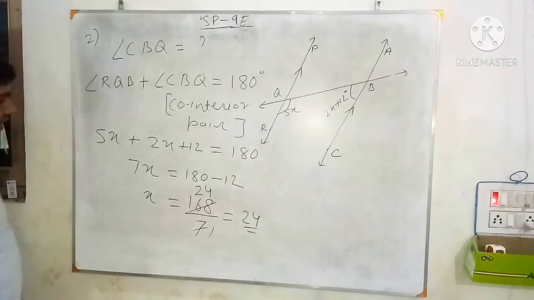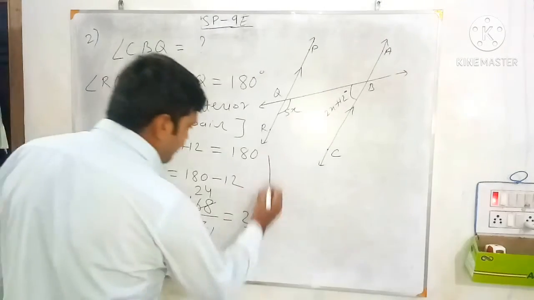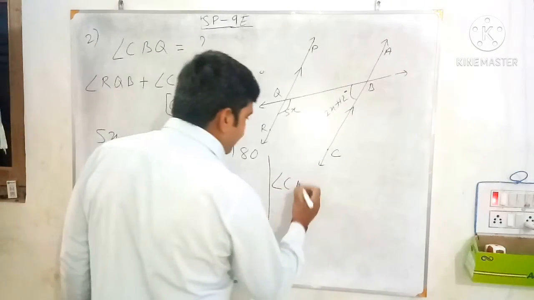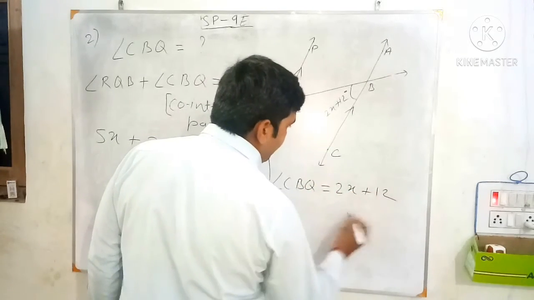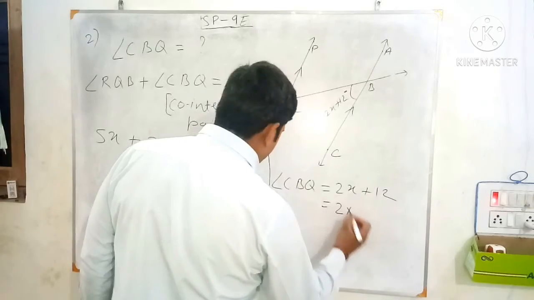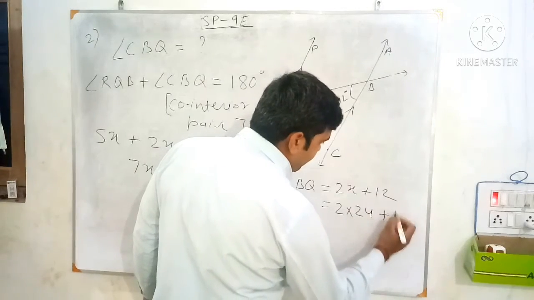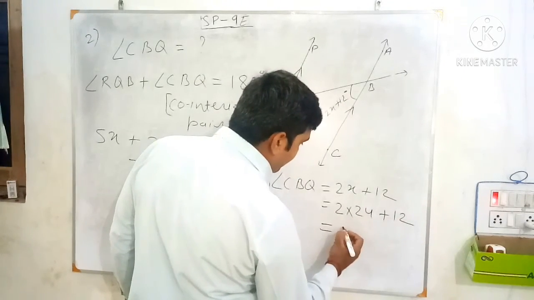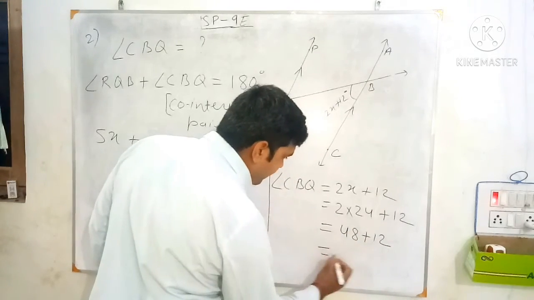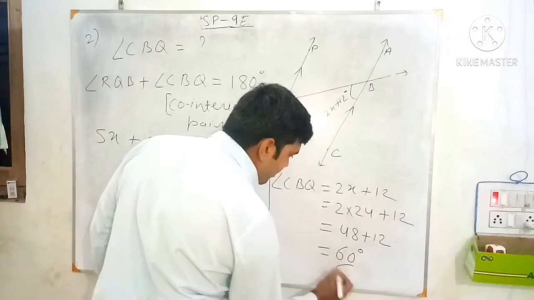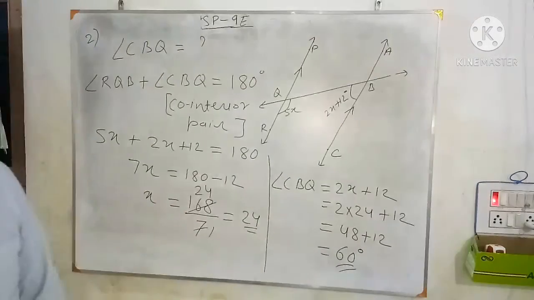Now we have to find the value of angle CBQ. We have to substitute the value. So angle CBQ is equal to 2x plus 12. The value of x is 24, so we put 24 in place of x. 2 times 24 is 48, plus 12. Now 48 plus 12 gives you 60 degree. So that is the measurement of angle CBQ.